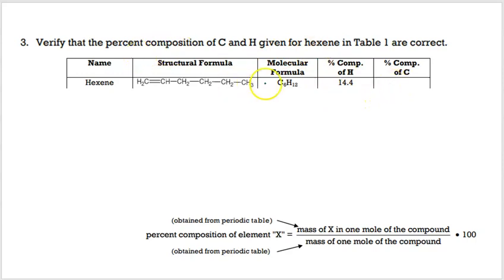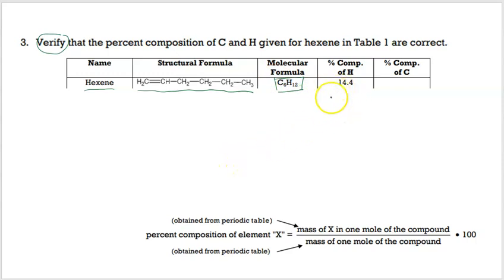Anyways, what it says here is to verify that percent. Verify means check to make sure that this looks correct to us, that the percent composition of carbon and hydrogen given for hexene in table 1 are correct. So hexene is the one at the very top. It gives us the name, the structural formula, and then a molecular formula, C6H12. And so for percent composition, we're probably just fine looking closely at this.